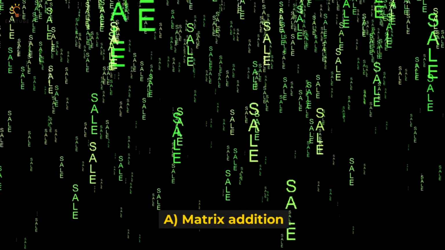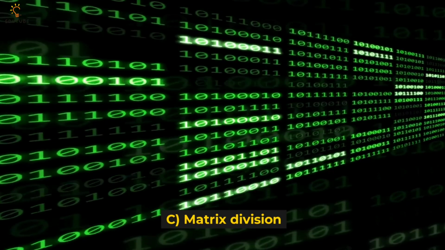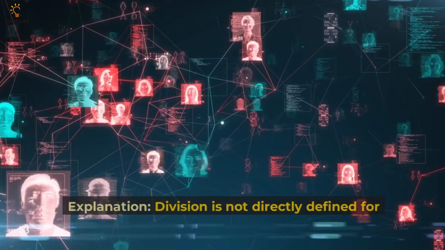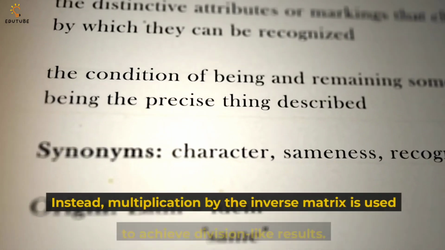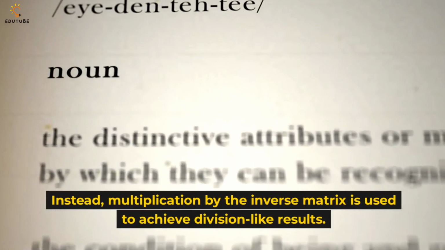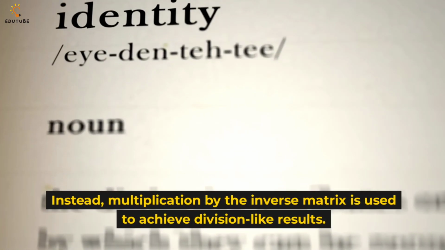4. Which operation is not part of matrix operations? A. Matrix addition. B. Matrix subtraction. C. Matrix division. D. Matrix multiplication. Answer. C. Matrix division. Explanation. Division is not directly defined for matrices. Instead, multiplication by the inverse matrix is used to achieve division-like results.